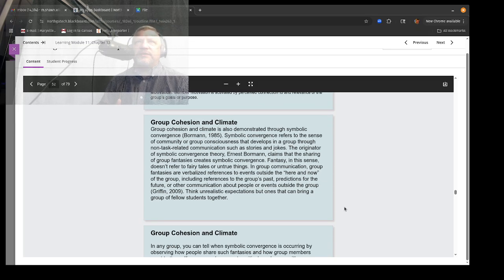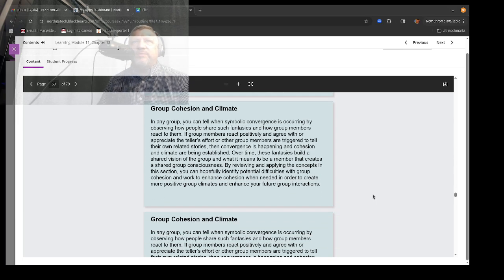Group cohesion and climate is demonstrated through symbolic convergence. Symbolic convergence refers to the sense of community or group consciousness that develops in a group through non-task related communication, such as social talk, like stories, jokes, all those things that make it kind of fun to be part of a group.